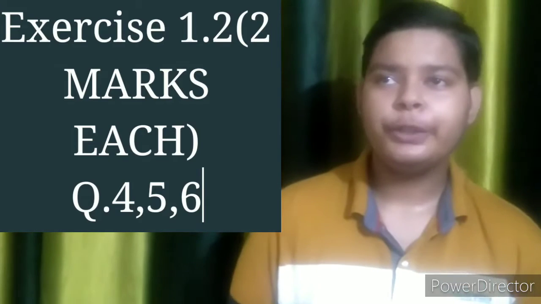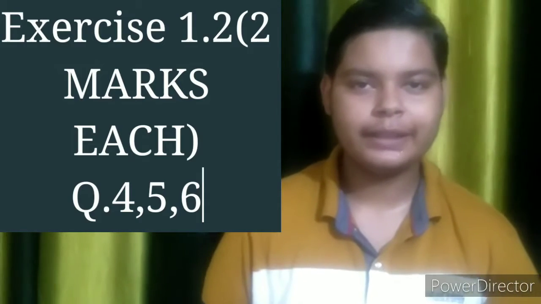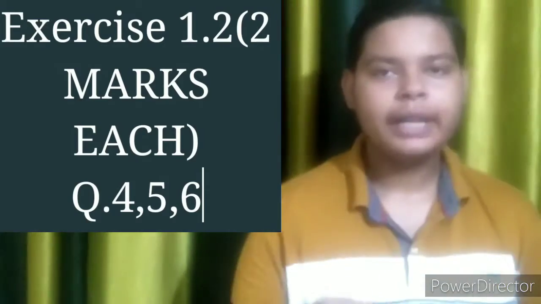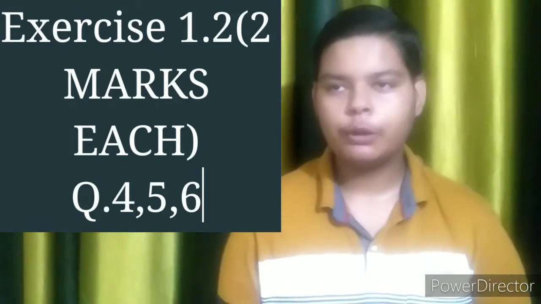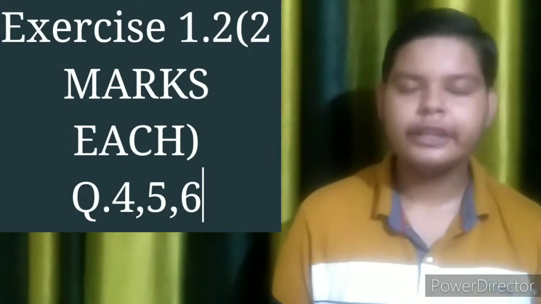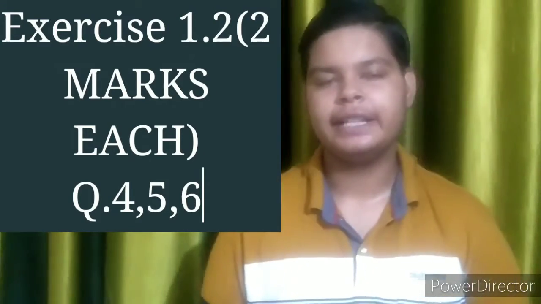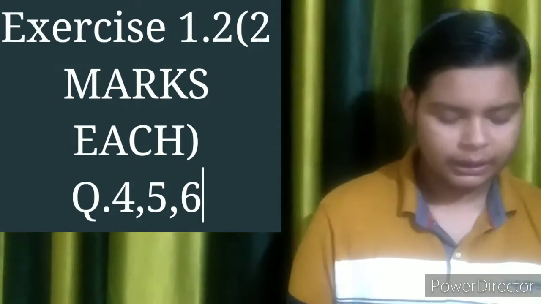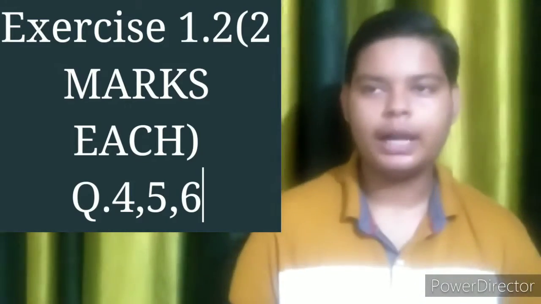Now moving ahead, let's talk about exercise 1.2. In exercise 1.2, there is a formula given to you, which is LCM into HCF is equal to the product of the two numbers. That is a very important formula. You might get a question of either 1 mark in your MCQ from this formula, or a 2 mark question, which is question number 4, in which the HCF and the two numbers are given, and you have to find out the LCM. By using this formula, you can easily find the LCM. Question number 5 and question number 6 are also important for 2 marks, so be prepared for them.